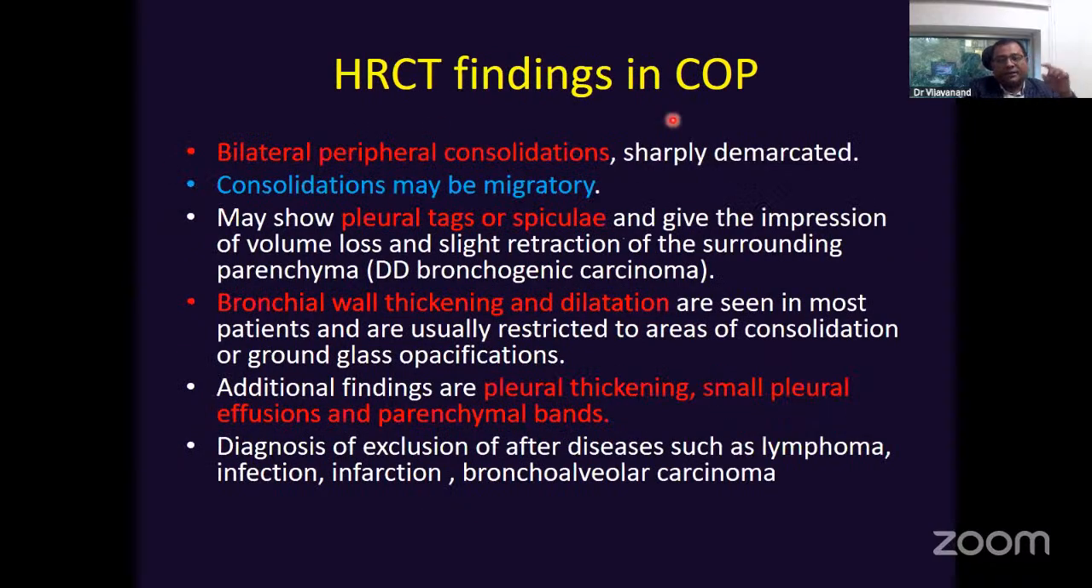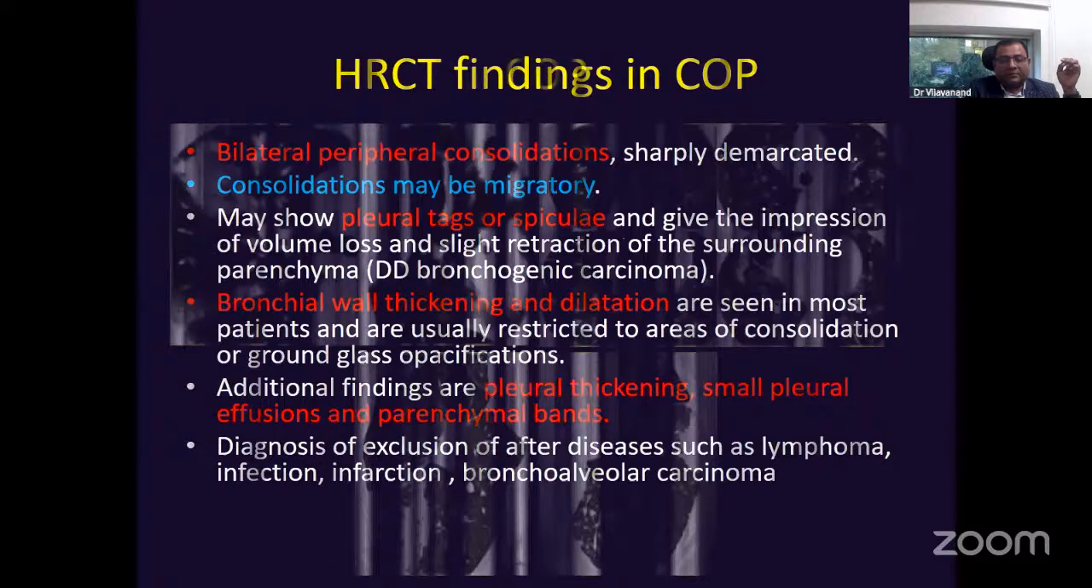So what are the findings here? I showed the picture previously, when I showed chronic eosinophilic pneumonia, the finding on HRCT, where you can see bilateral peripheral consolidation. They are very sharply demarcated, though they can be irregular or spiculated, but they are sharply demarcated. The consolidations can be migratory, and they show pleural tags or spicules. Because of that, they can again be confused with bronchoalveolar carcinomas or bronchogenic carcinomas. Then bronchial wall thickening and dilatations can be seen in few patients, in addition to pleural thickening, small pleural effusions, and parenchymal bands. The diagnosis, again, is a diagnosis of exclusion after excluding lymphoma, infection, infarction, and malignancy.